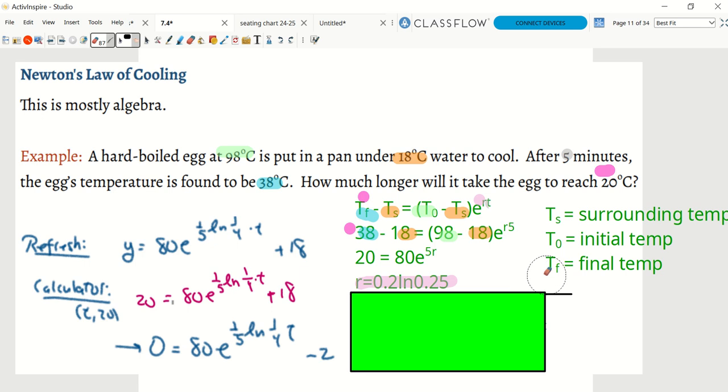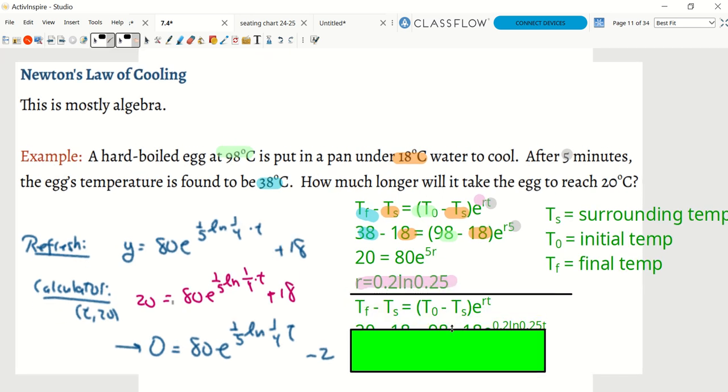So let me show you what I mean. You can see I have the general equation down here. Orange gets reused. Same thing with 98 gets reused. And then the R right here.